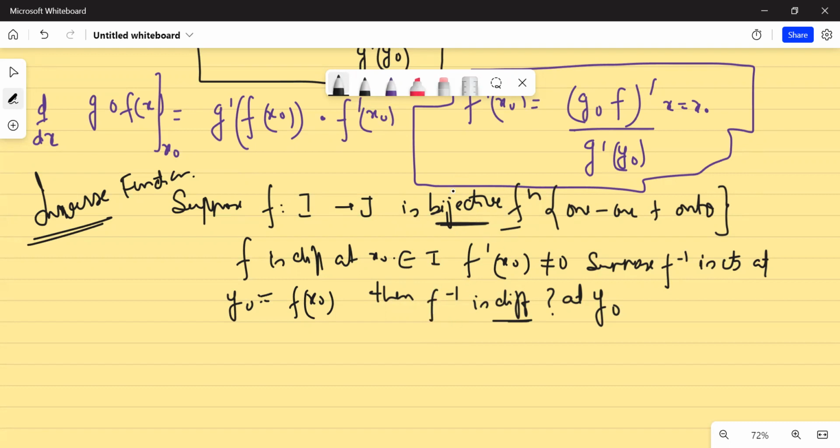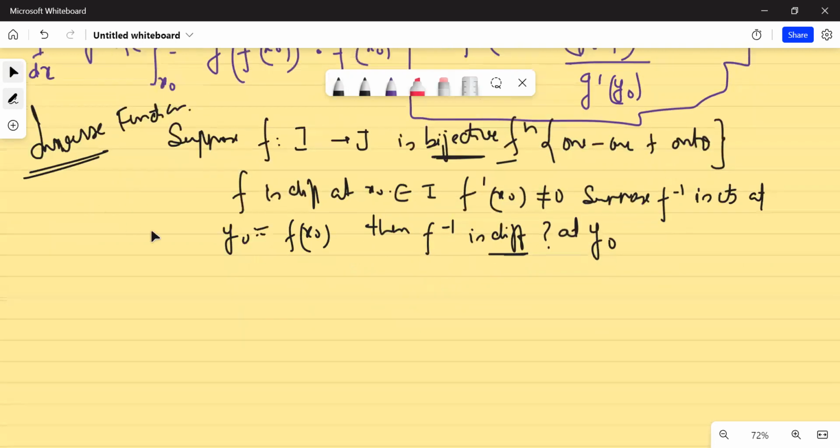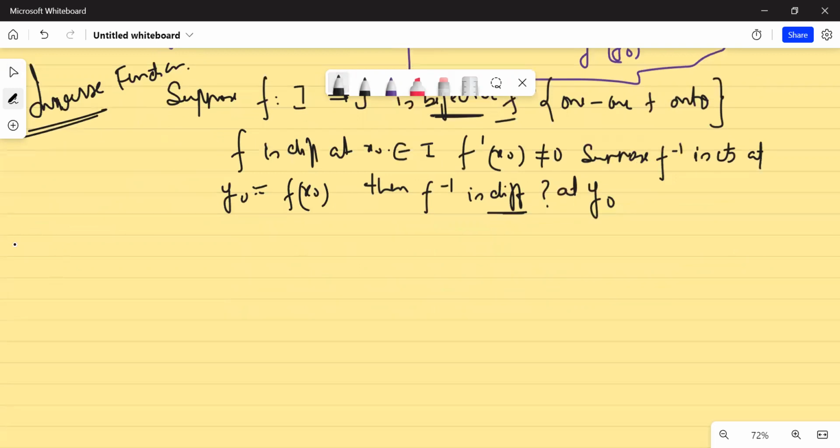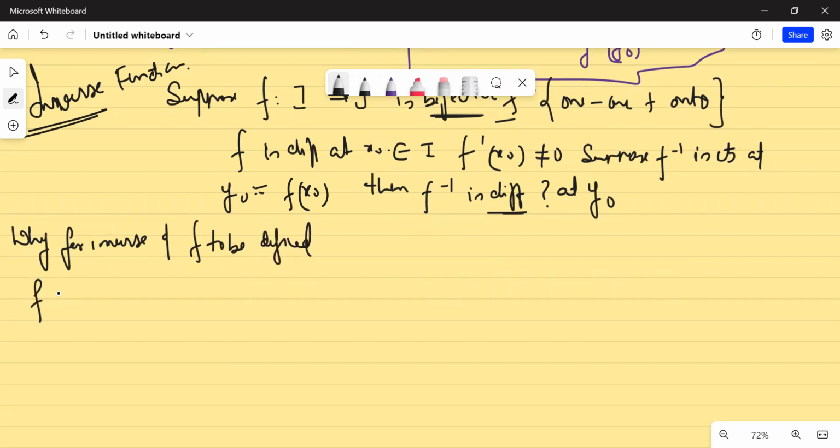And I'll let you know why it is the case also. Why is it that only bijectivity is a necessity? Because if the function is not bijective, then the inverse will not be defined. So let me explain. Why, for the inverse of a function to be defined, must f be bijective? Why do you think so?